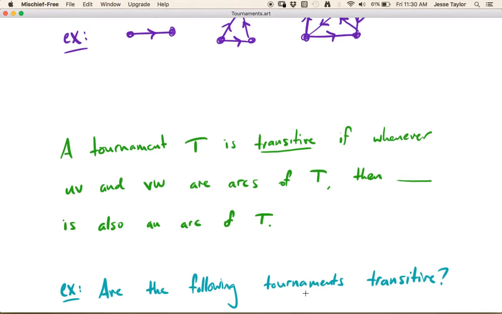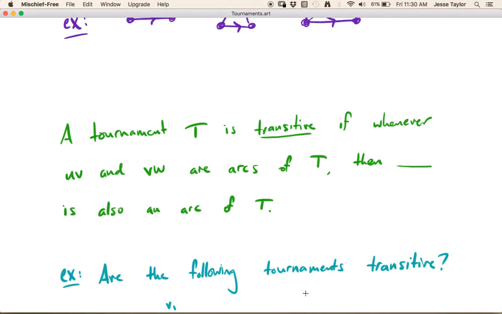All right, so what are we interested in for tournaments? Well, a tournament is transitive if whenever UV and VW are arcs, then something else is also an arc. Now, you might remember this word transitive from our video about equivalence relations in a previous unit. If that doesn't sound familiar, you may want to pause this and go back and watch the equivalence relations video just to make sure that we're all on the same page.